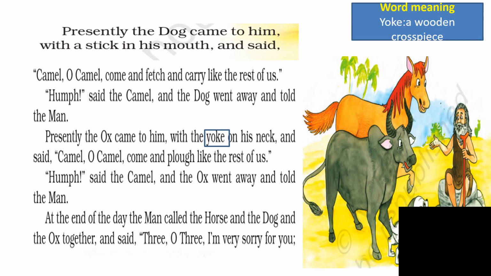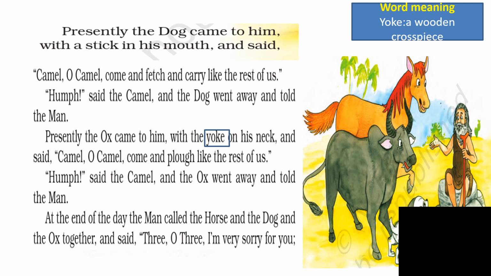Presently the dog came to him. After the horse, a dog came to the camel, and the dog had a stick in his mouth. And he said, Camel, O camel, come and fetch and carry like the rest of us, as we are doing, you also can do like this. Hump, said the camel, and the dog went away and told the man. Because the camel did not answer positively, the dog thought that the camel was rude in his behavior. That is why he went to the man to complain about the camel.